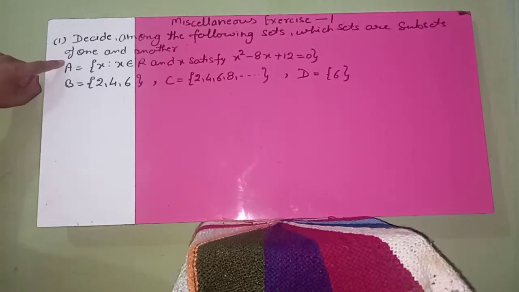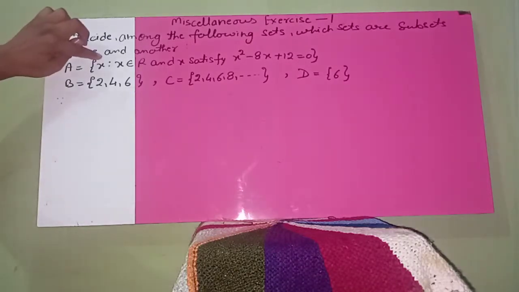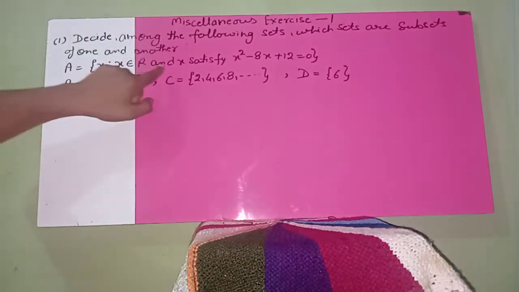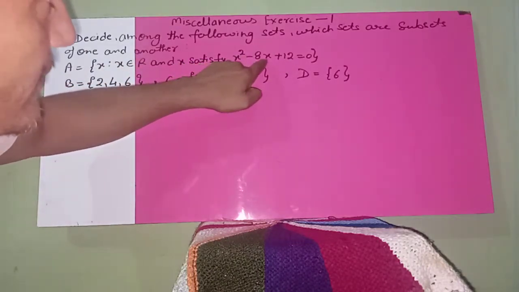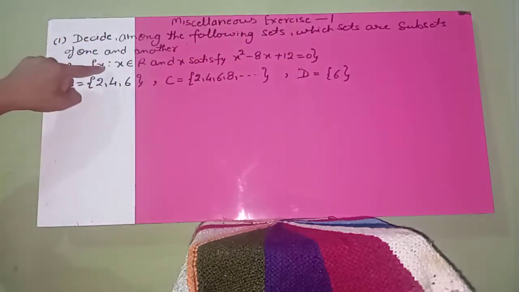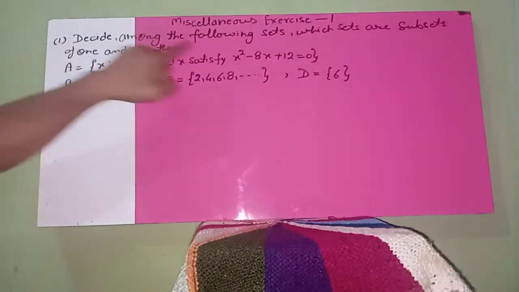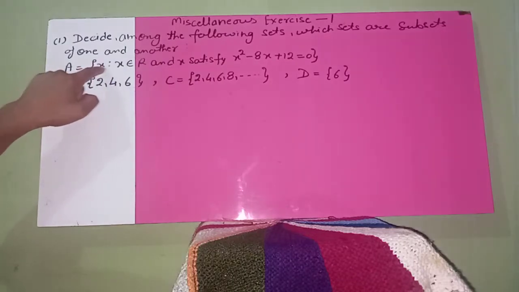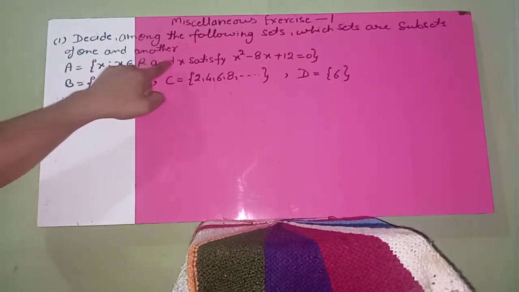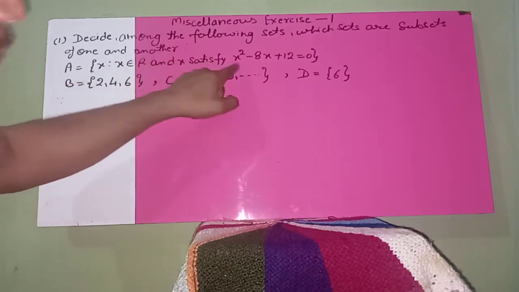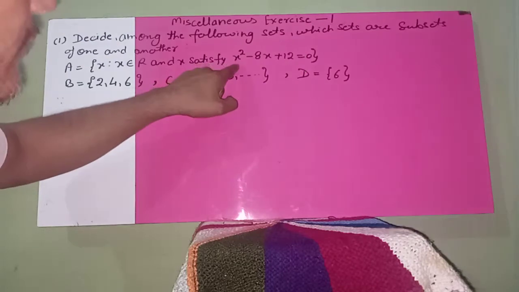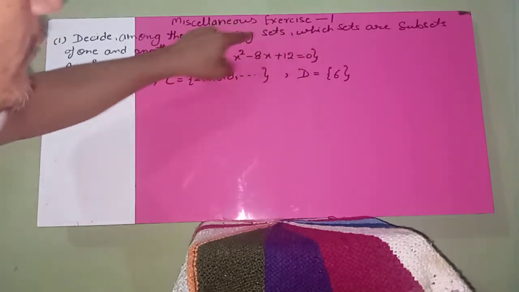So at first you will change the set A into roster form, because in set A we have element x. X is an element of the real numbers and x satisfies the given equation. The equation is x square minus 8x plus 12 equals 0. So the value of x is a real number which satisfies the equation. It means at first you will find all the roots of the given equation.